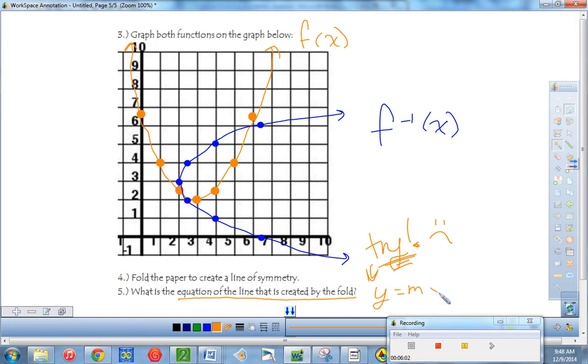Think y equals mx plus b. What's your y-intercept? What's your slope? See if you can figure it out. Okay? So as long as you try it, you'll get all your points. That would make me happy. And if you try it and get it correct, maybe I'll give you a 6 out of 5 for your homework. Alright?